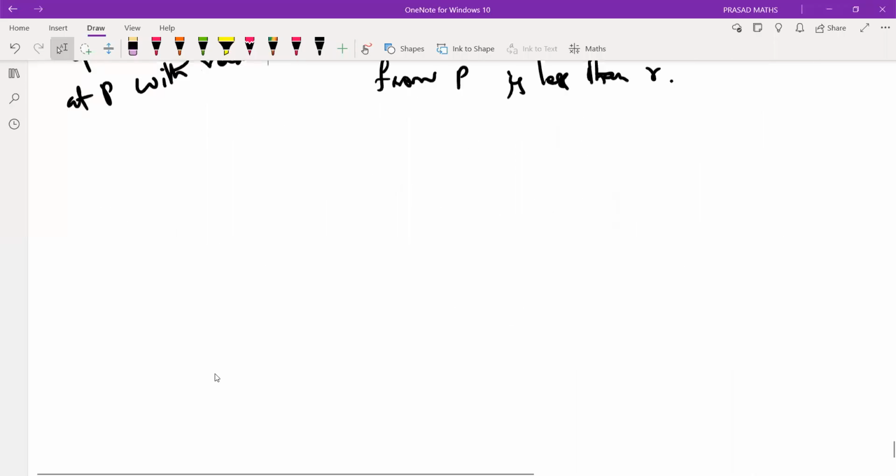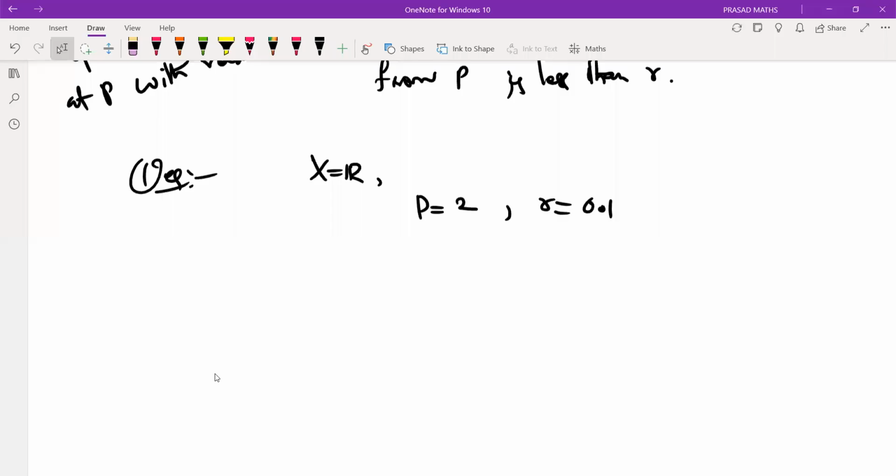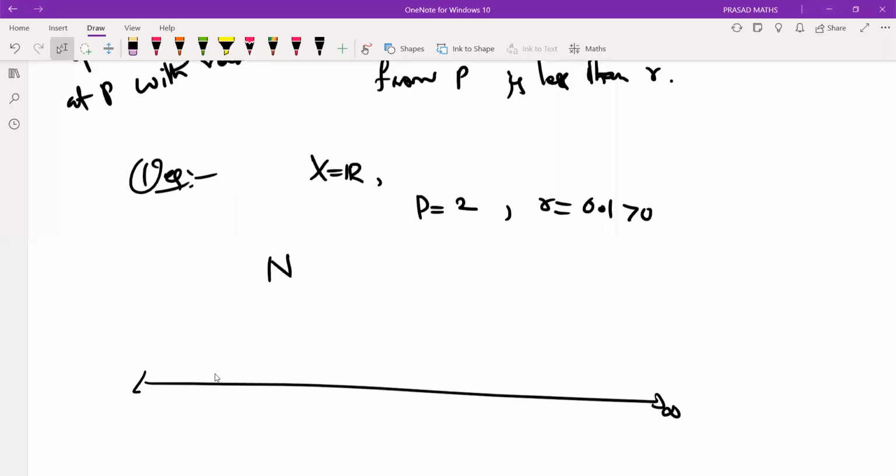So this is actually the definition. Let us give an example. Suppose you take X equals R. My point is, suppose I take P equals 2, and my radius is equal to 0.1. So the neighborhood of P, that means what? This is my real line, because we are working with real numbers. What is the metric? Nothing is given means my metric is mod of x minus y. My point is P equals 2. My radius is this.